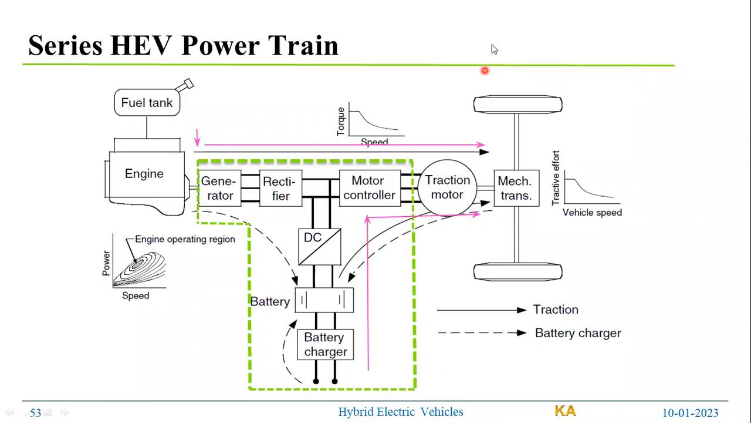And the fourth operation could be that you recharge the battery. You can also charge the battery from the engine as well as from the charger. There are two ways of charging. The fifth operation could be that you get the regenerative energy from the battery, vehicle load. So these are five possible modes of operation which you can see in a series hybrid architecture.